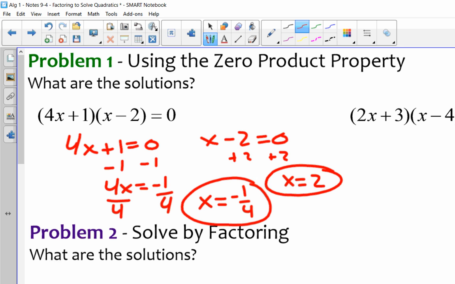Why don't you go ahead and take this second one here. Once you write that one down, go ahead and do that. You can hit pause and do the work and get your answers, and then come on back and I'll have the solutions.